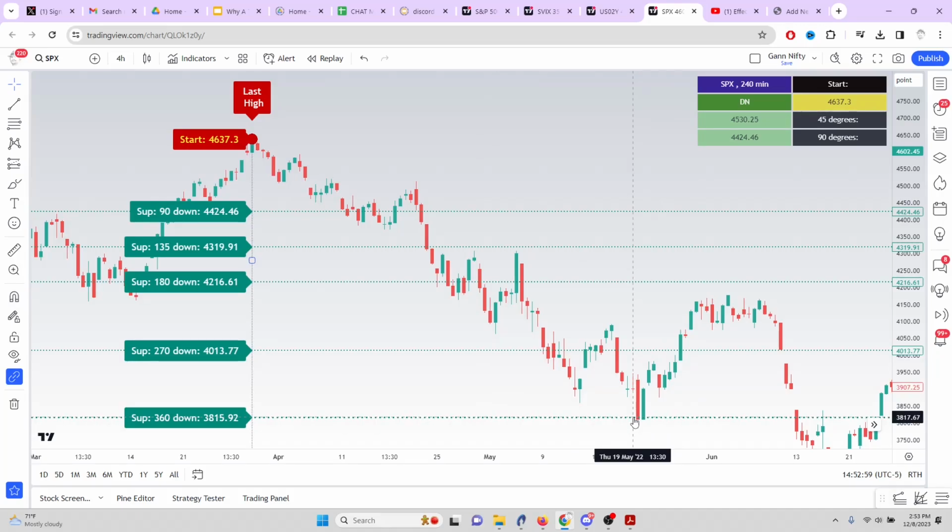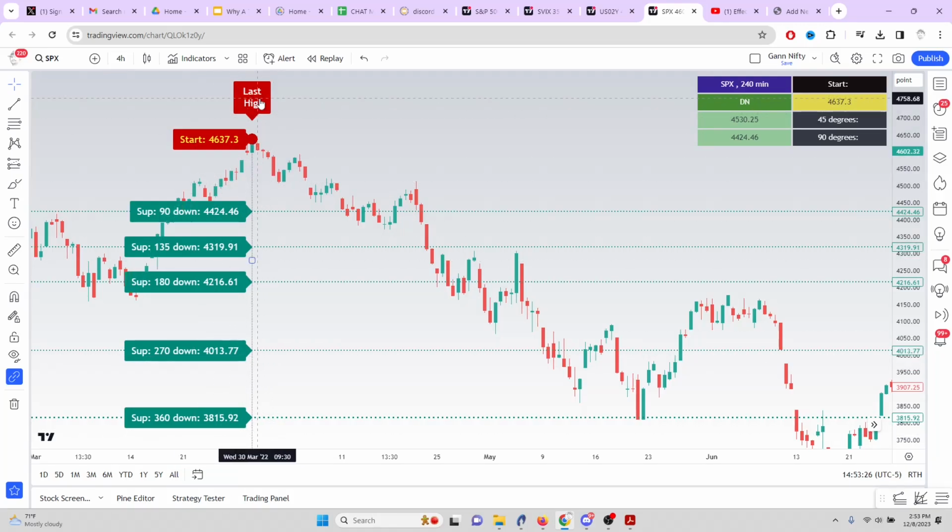360 degrees, it's like 365 days of a year. This is what Gann used to call the full cycle. This is why that level, 360 degrees up or down, will always be the most important level you will be watching. And 720 degrees, 2 cycles, should always be on your radar.